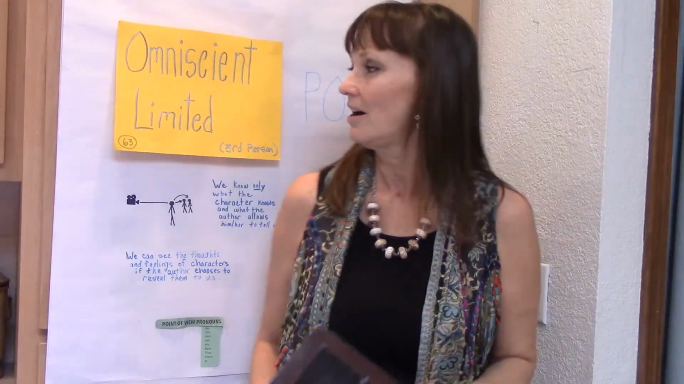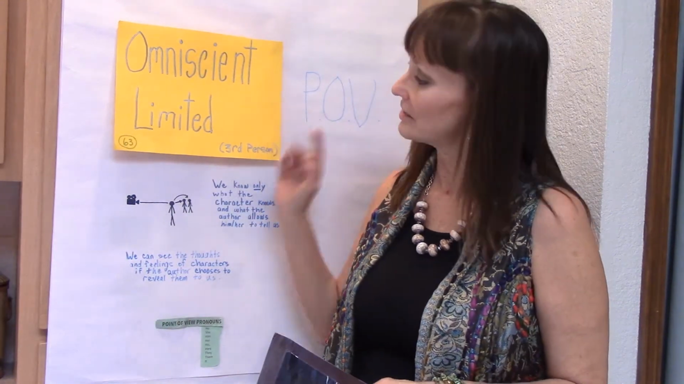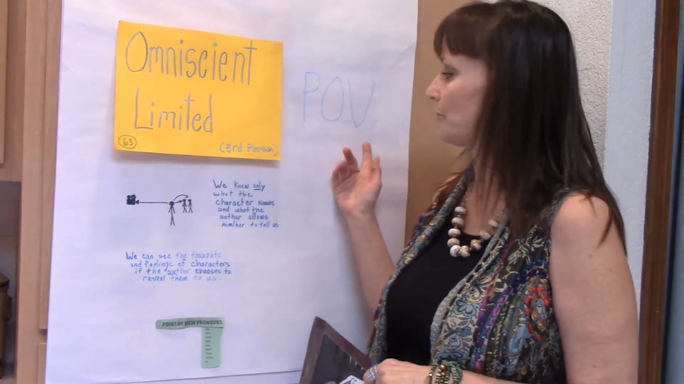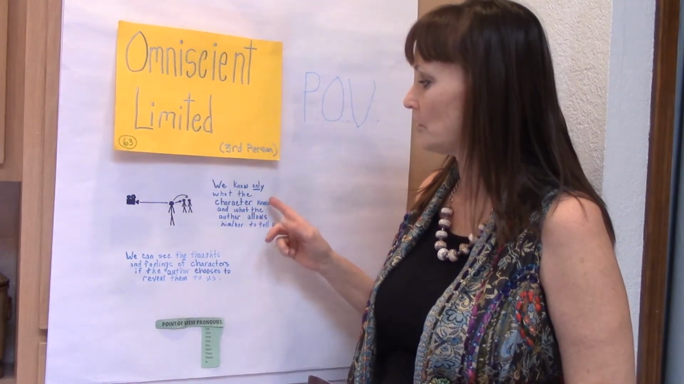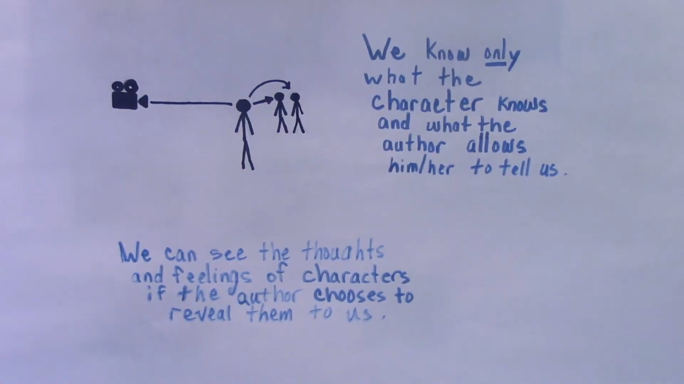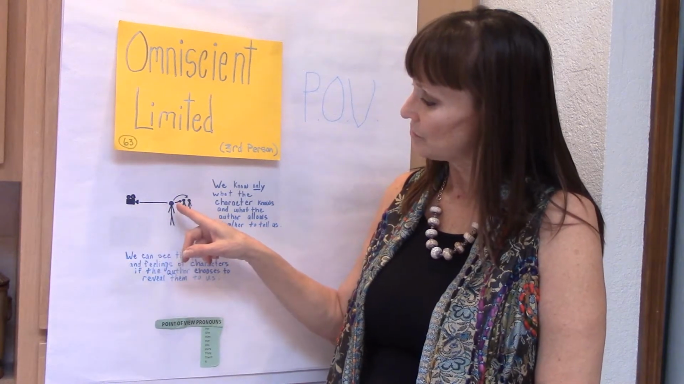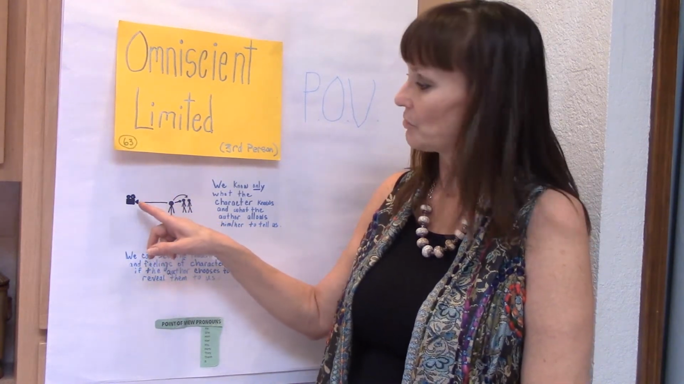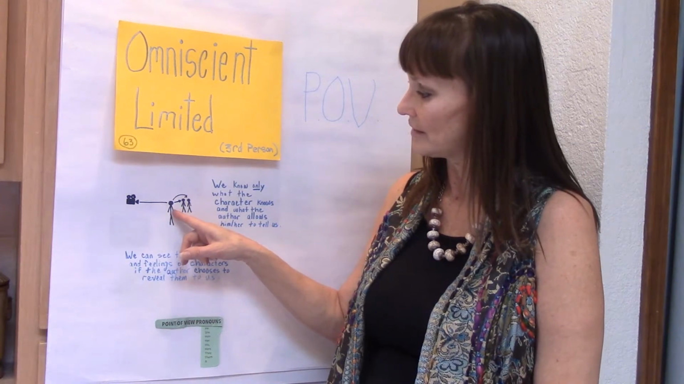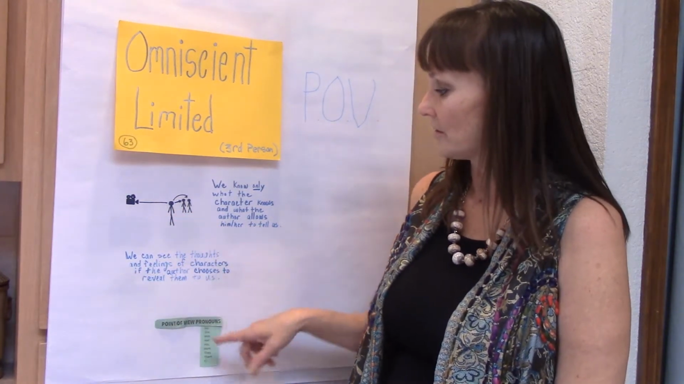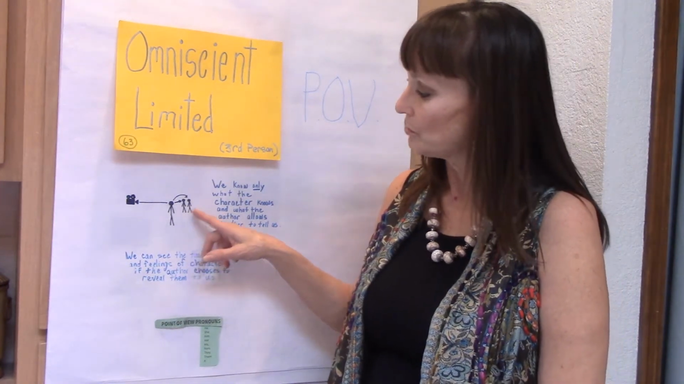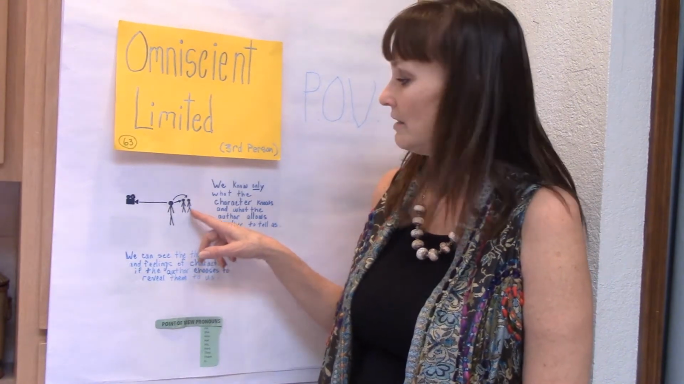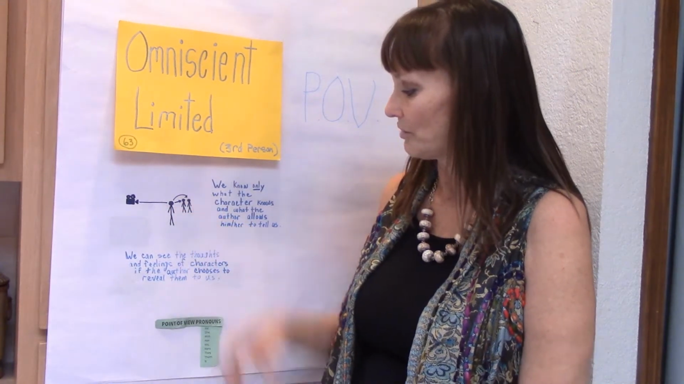all-knowing. Our next word is omniscient limited. It's another type of point of view, which is third person. In this type of point of view, we only know what the character knows and what the author allows him or her to tell us. So it's like the camera can go, this is like the author writing the story and telling the story. He knows what this person thinks. And sometimes we can see the thoughts and feelings of characters if the author chooses to reveal them to us.